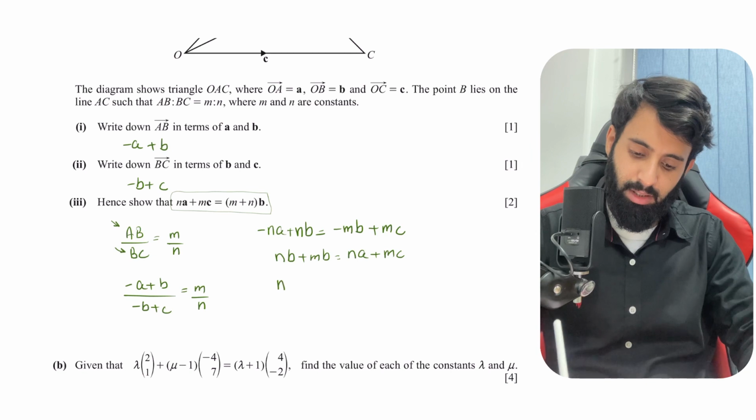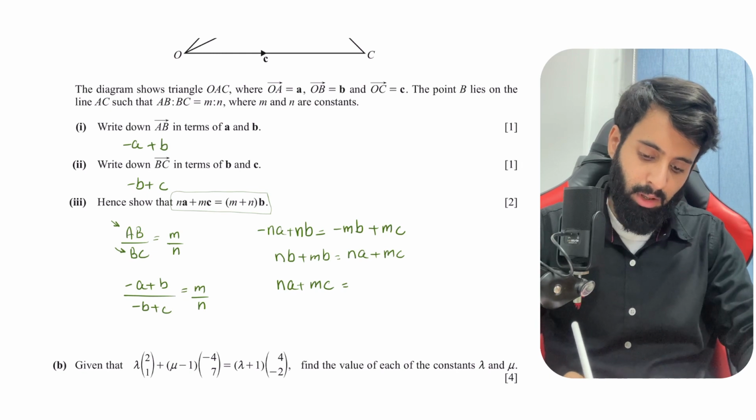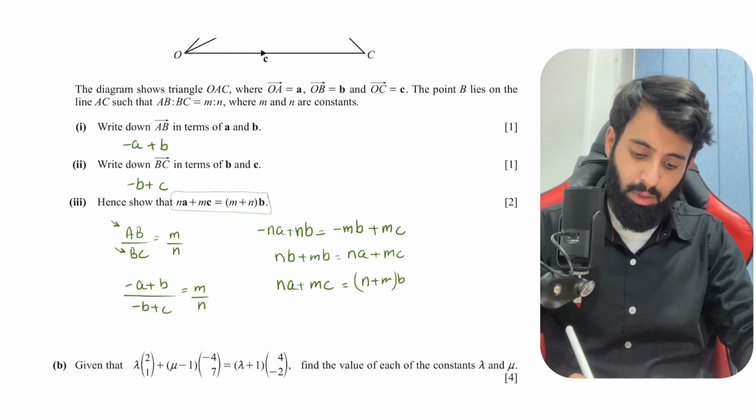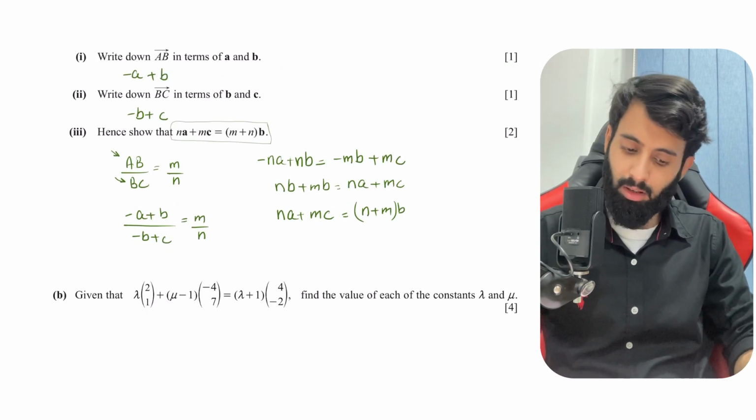Okay, so I'll just write this nicely. na plus mc is equal to, and here I can take b common. If I take b common and write it the way that the question wants, we have n plus m inside the bracket, and there you go. That's it, taken care of.